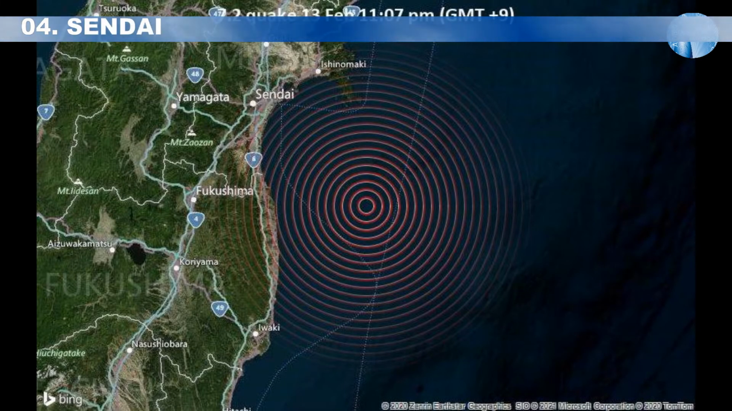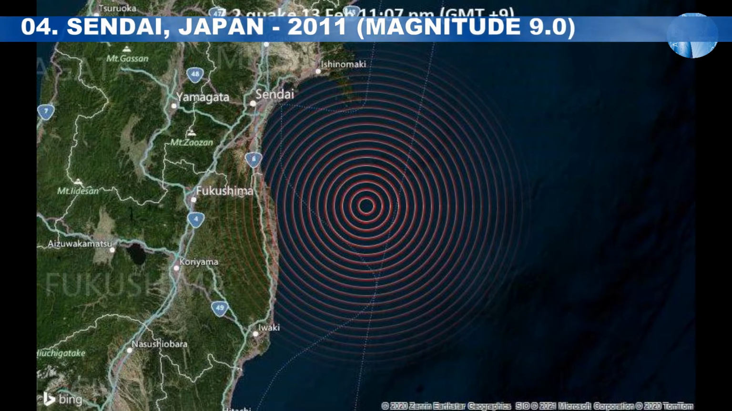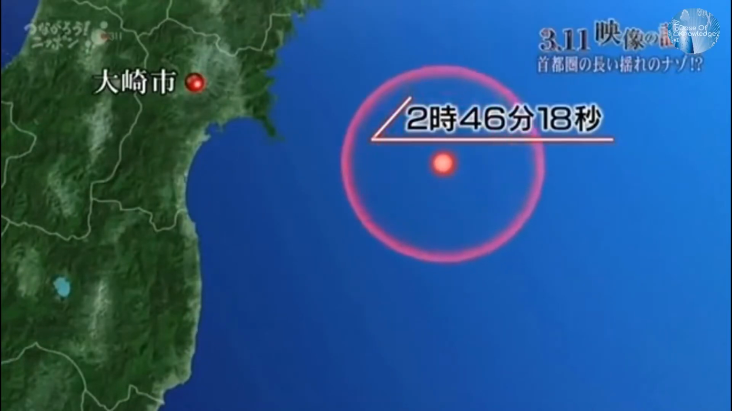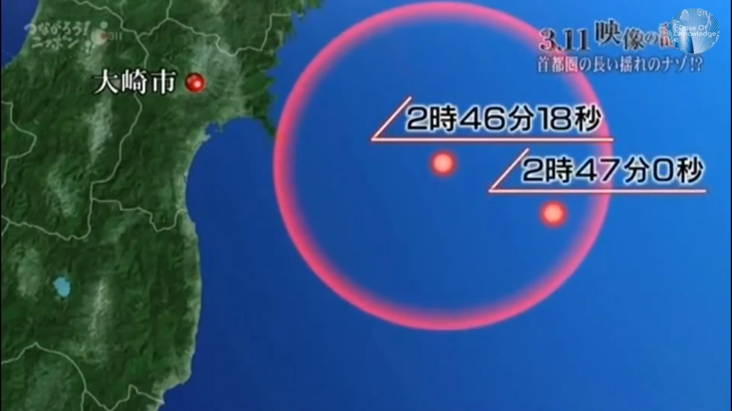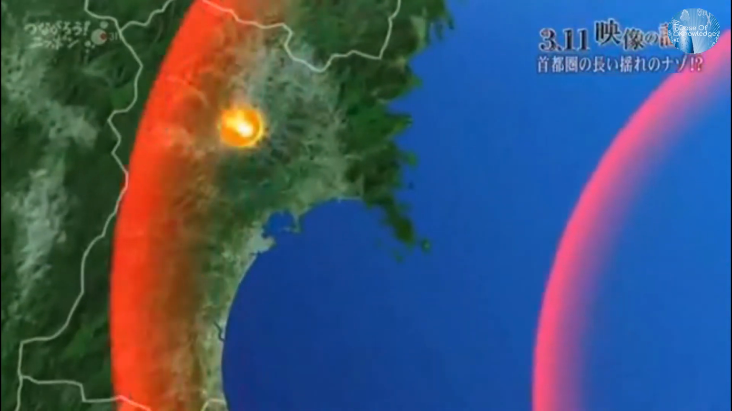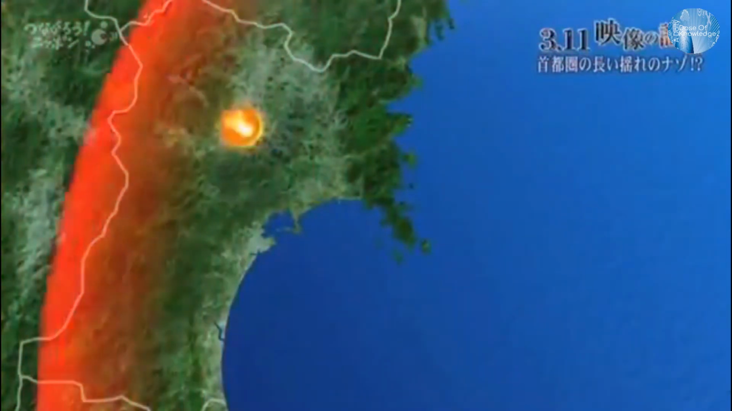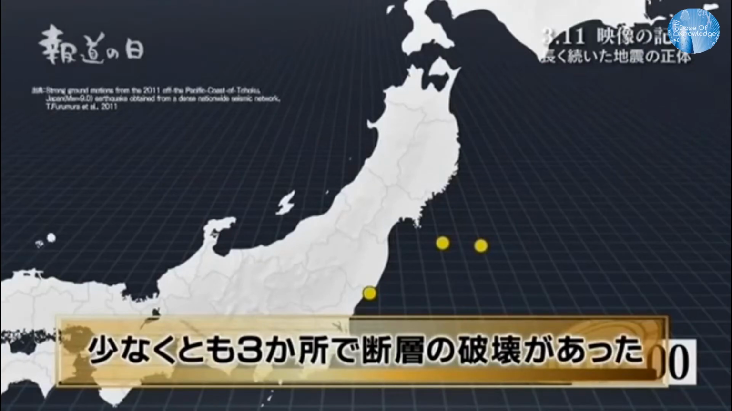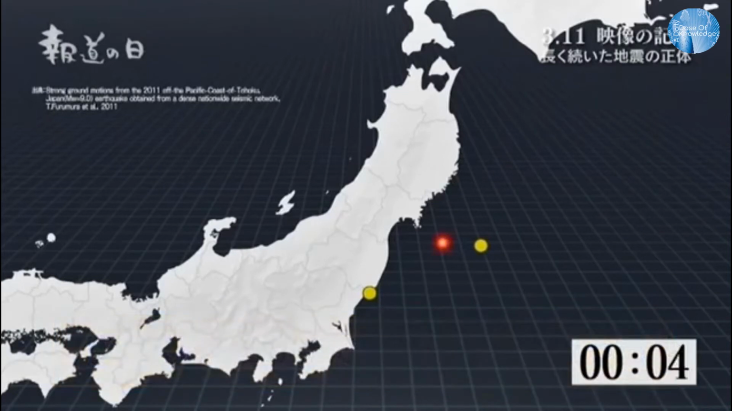Number 4. Sendai, Japan, 2011, magnitude 9.0. The 9.1 magnitude undersea megathrust earthquake occurred on March 11, 2011 at 2:46 p.m. in the northwestern Pacific Ocean at a relatively shallow depth of 32 kilometers, with its epicenter approximately 72 kilometers east of the Oshika Peninsula of Tohoku, Japan, lasting approximately 6 minutes. It was the most powerful earthquake ever recorded in Japan and the 4th most powerful earthquake in the world since modern record keeping began in the 1900s.